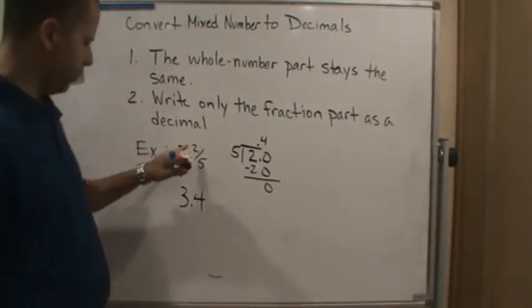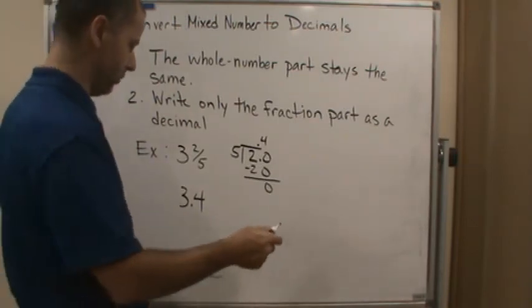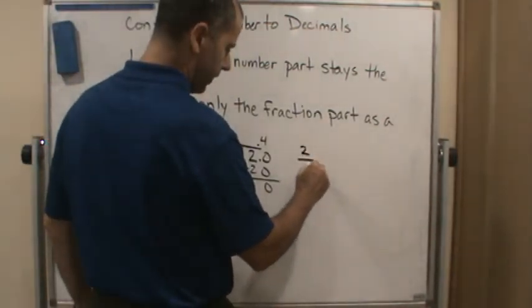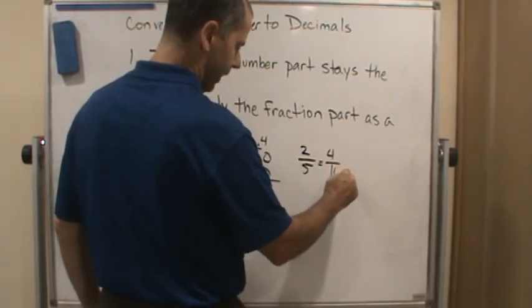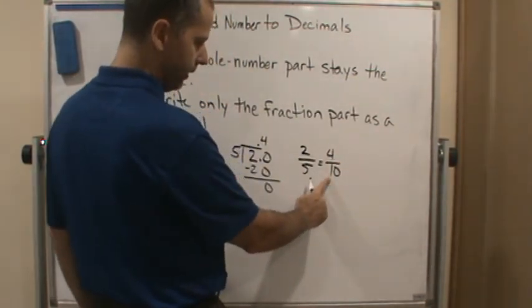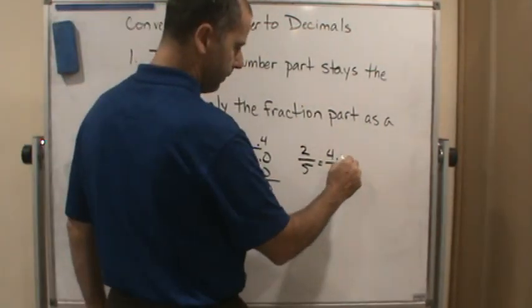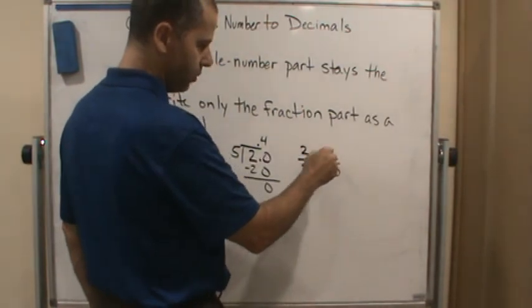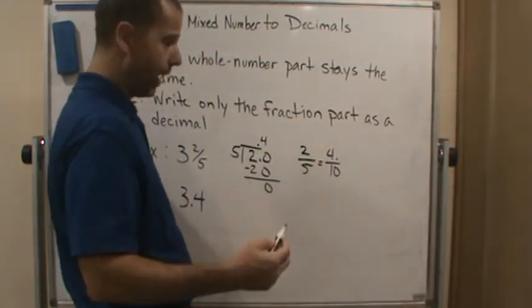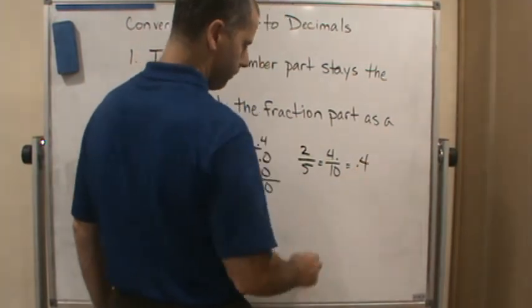Now, what's the other way we could get the 0.4? Well, we could use equivalent fractions. We know that 2/5 is equal to 4/10, and now we've got a power of 10. For every power of 10 that we divide by, we move the decimal point to the left one spot. So this would equal 0.4.